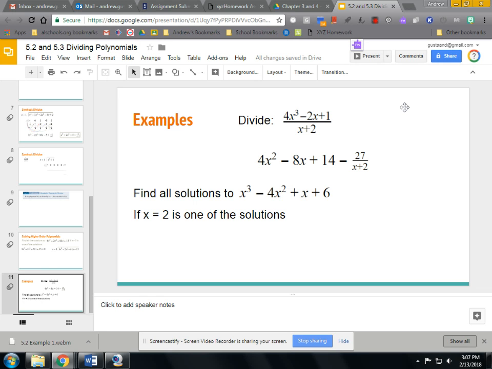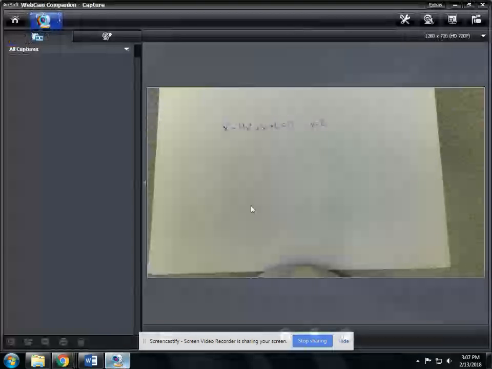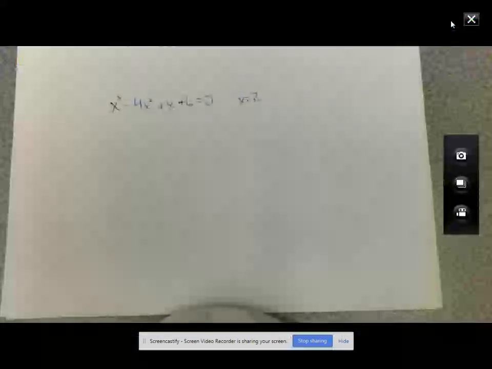We'll look at the second example here. The first one was in the previous video, so we have our solution here. The second one, we had to find all the solutions to x cubed minus 4x squared plus x plus 6. I said in the video, assume it says equals 0. So we're solving for 0, we're solving for x. We know that x equals 2 is one of the solutions, and so we want to try and solve for the other solutions. Over the document camera here.